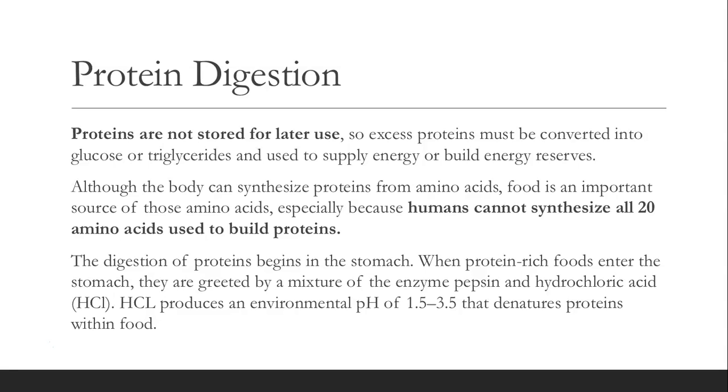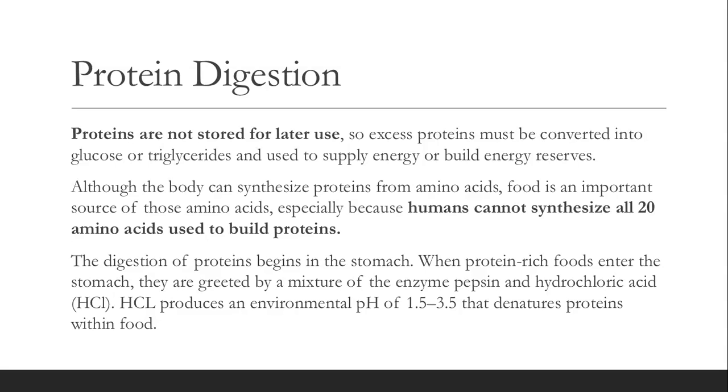Proteins don't get stored for later use. So you either use them up, and if you've got any excess, they have to be converted into glucose or triglycerides and used as an energy supply, or obviously put into some sort of energy reserve. And although the body can synthesize proteins from amino acids, you have to eat a lot of these amino acids because we're unable to synthesize all 20 amino acids that are used to build proteins.